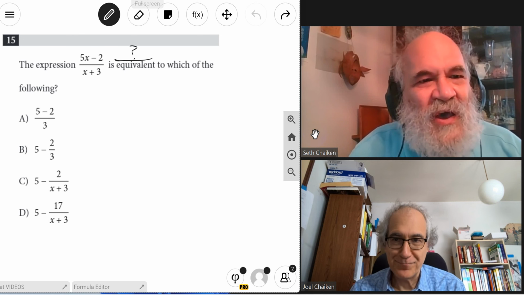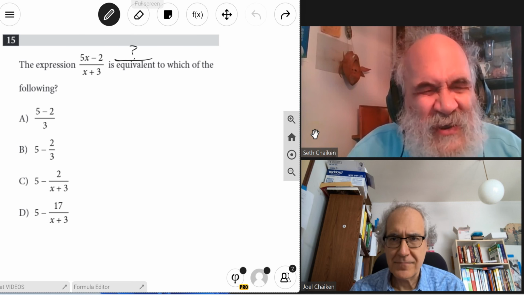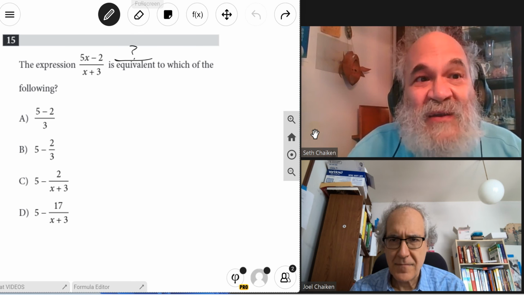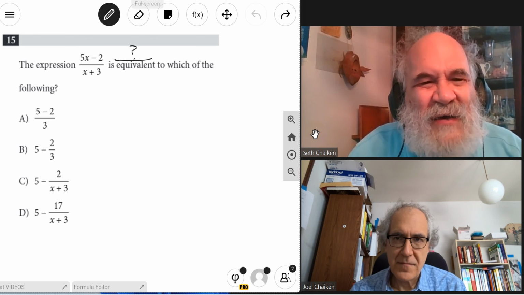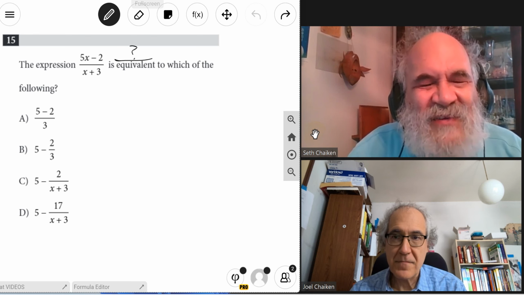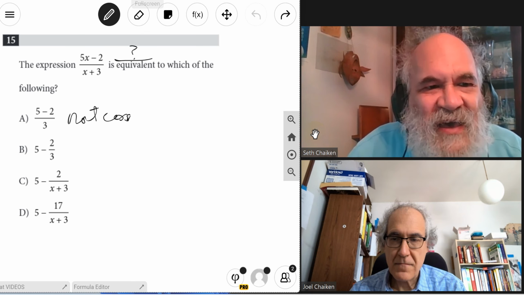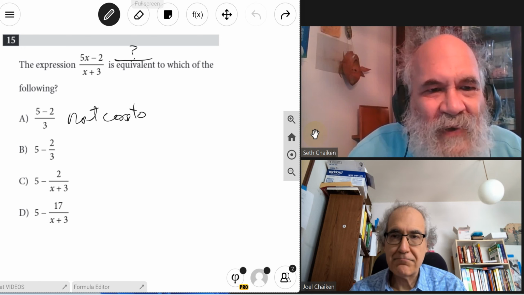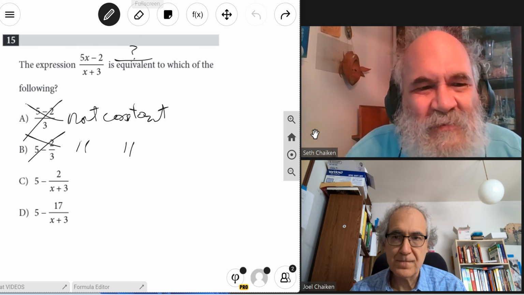Right. Okay, so x plus 3 does not divide 5x minus 2. You can't simplify this by dividing out x plus 3 to get a constant. So this expression is not an expression for a constant, but expression A is a constant. Right. And I'm not going to tell you what it is. Similarly, expression B is not a constant. So we could rule out A and B completely.